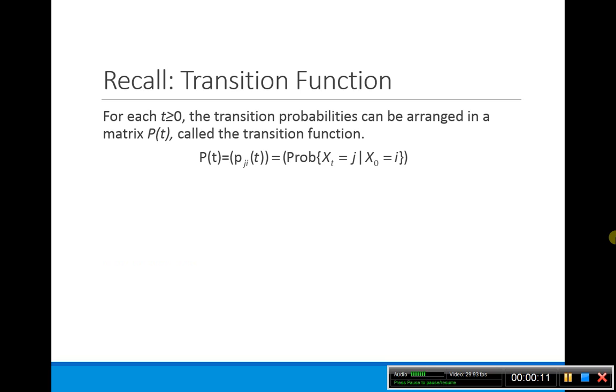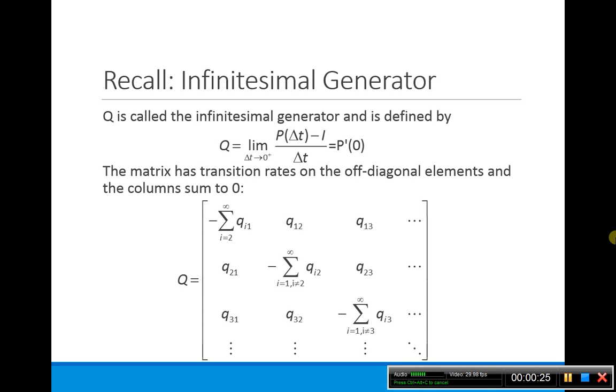Just to remind you of some of the terminology, our transition function P of t is described as the probability that we start at x0 in state i and we transition to state j in time t. Remember, last time we derived the infinitesimal generator matrix, and basically it was defined as P prime of 0.